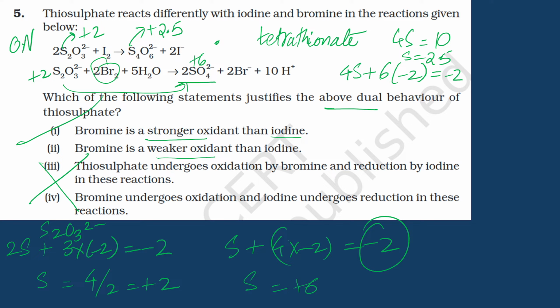We can look at the other two options before we do that as well quickly. Thiosulfate undergoes oxidation by bromine and reduction by iodine in these reactions. Thiosulfate undergoes oxidation by bromine. No, it also undergoes oxidation by iodine, right? So it's not reduction. That's why this one's wrong. Bromine undergoes oxidation and iodine undergoes... No, both of these undergo reduction, right? If it is an oxidizing agent, then it itself gets reduced. Bromide is forming here, iodide is forming. So that's why these two are wrong.